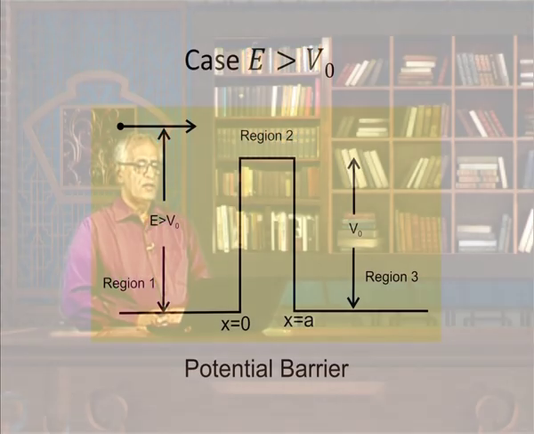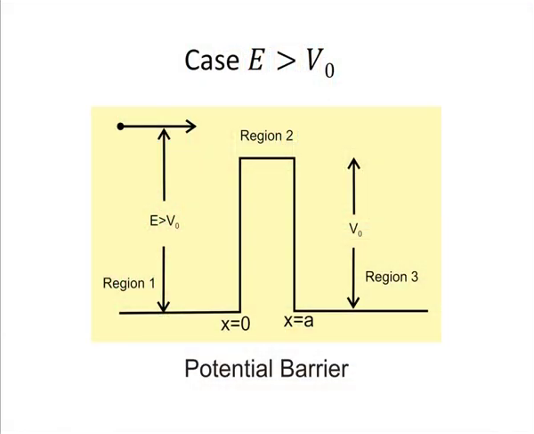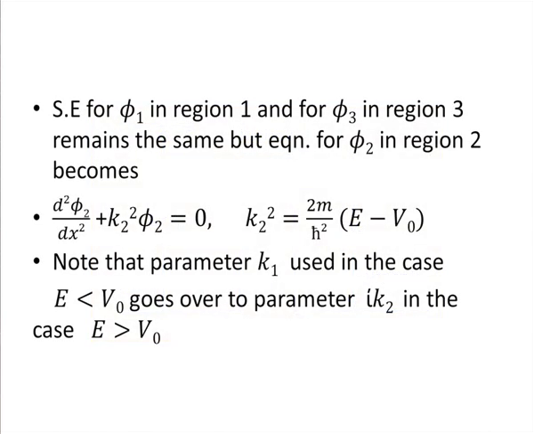Now, consider another case when E is more than V0. You see the slide here, and here the particle is incident with energy E which is more than V0. Now, the Schrodinger equation for phi 1 in region 1 and phi 3 in region 3 remains the same, but the equation for phi 2 in region 2 becomes del 2 phi 2 by del x 2 plus k2 square phi 2 is equal to 0. Now, k2 square I have defined as 2m by h bar square into E minus V0. Remember, E is more than V0, so k2 square is positive.